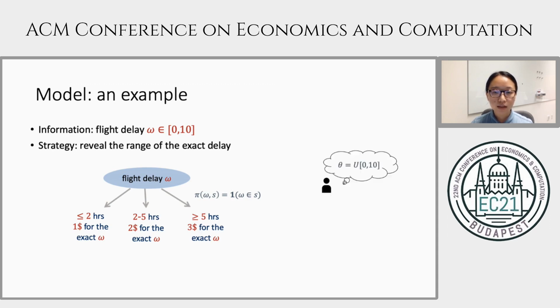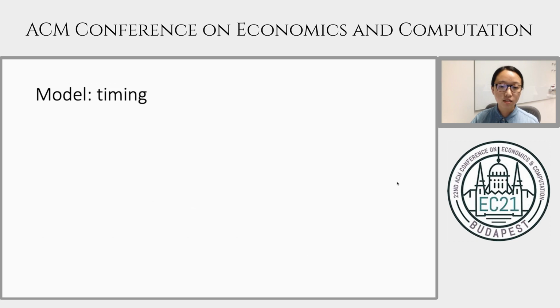And a buyer has a personal belief, for example, the delay is distributed uniformly between 0 and 10. He will update his personal belief after observing the signal sent by the seller. For example, if the delay is higher than 5 hours, then the buyer's personal belief becomes the uniform distribution between 5 and 10.